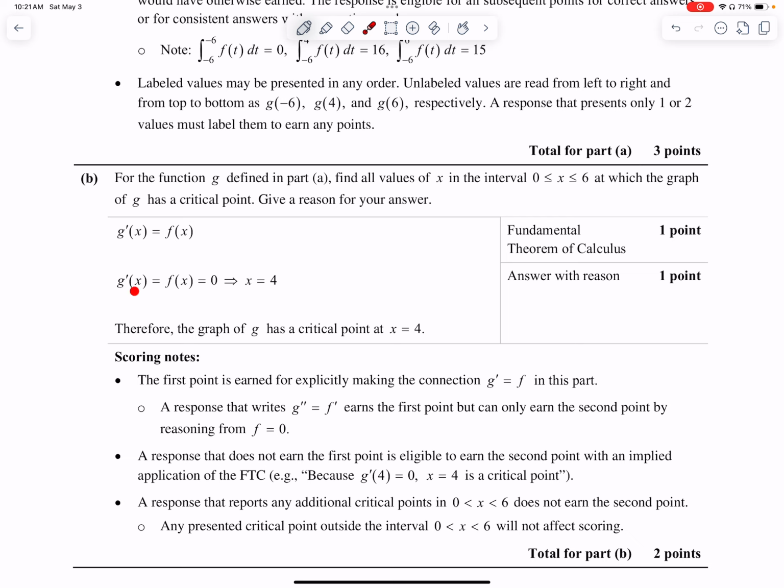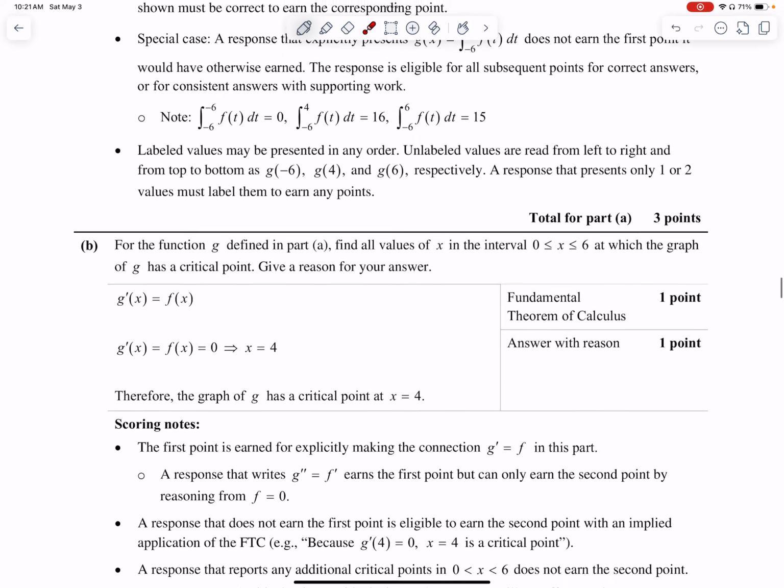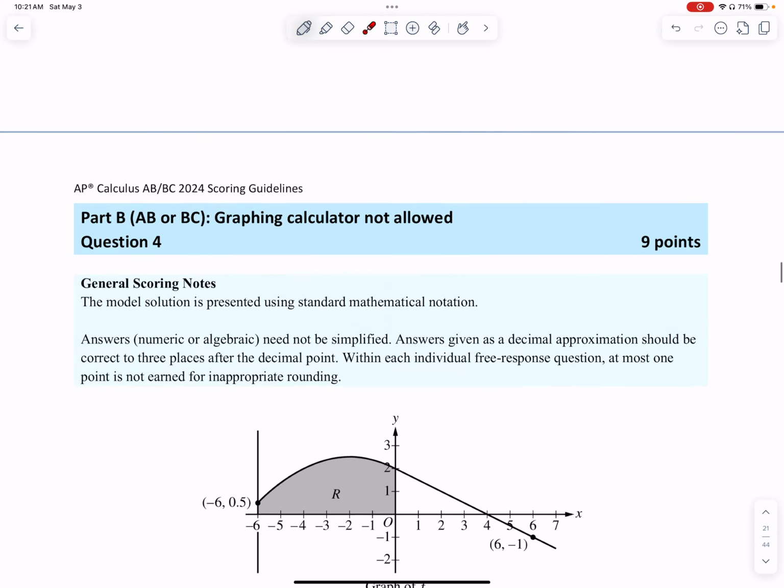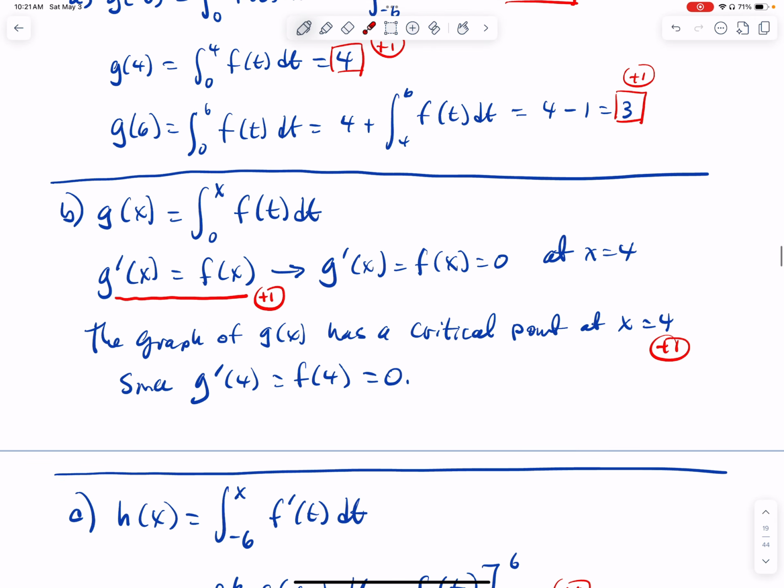And they said that, hey, this is equal to 0, x is equal to 0, therefore the graph of g has a critical point at x is equal to 4, which I'm pretty sure we said, right? I don't know, it's been a minute. Yes, that's correct. All right, so we were right with these 2 points.